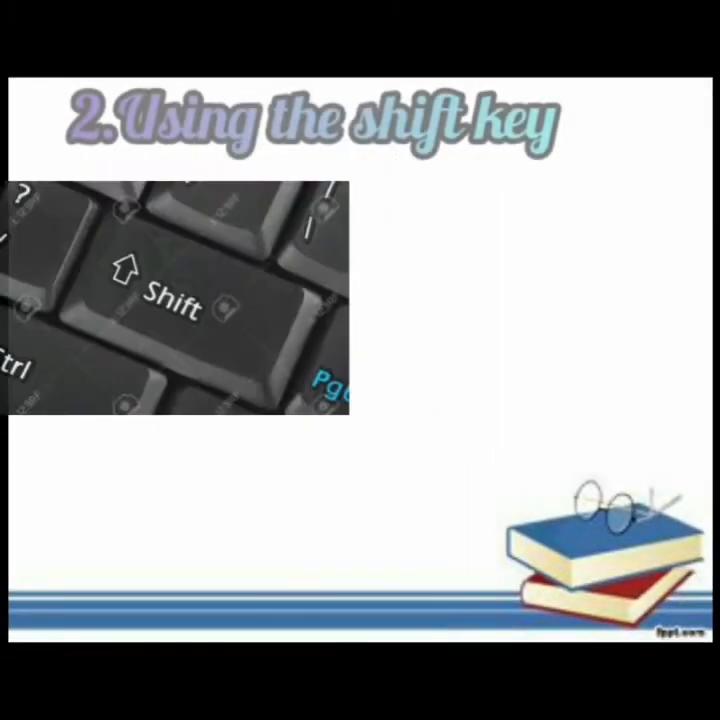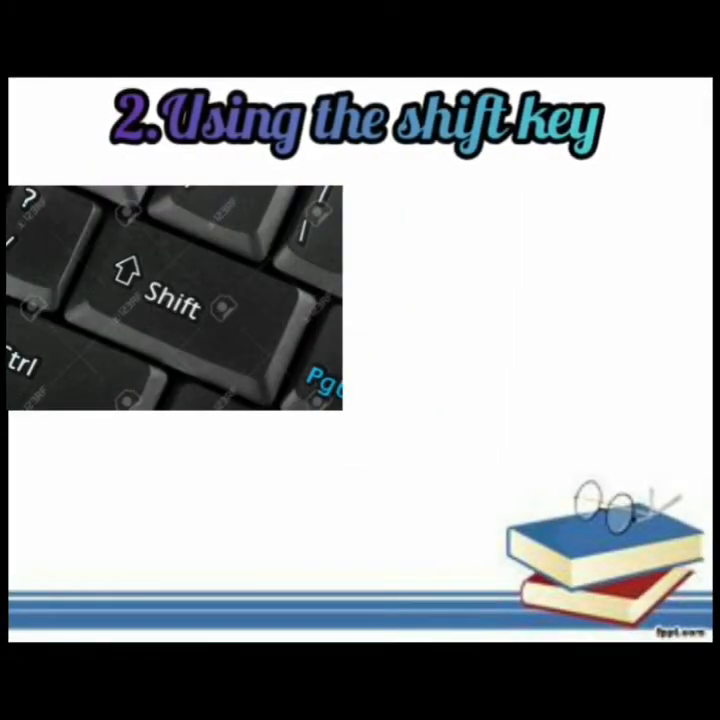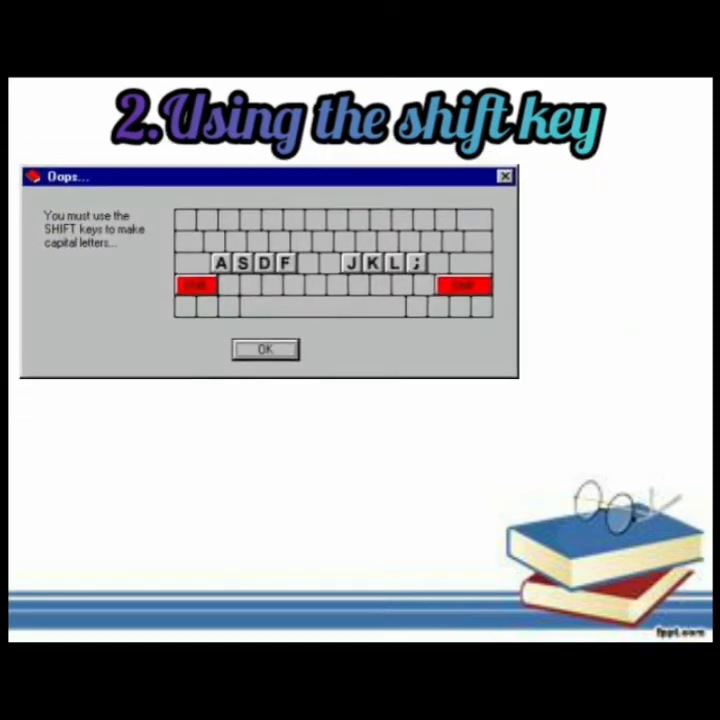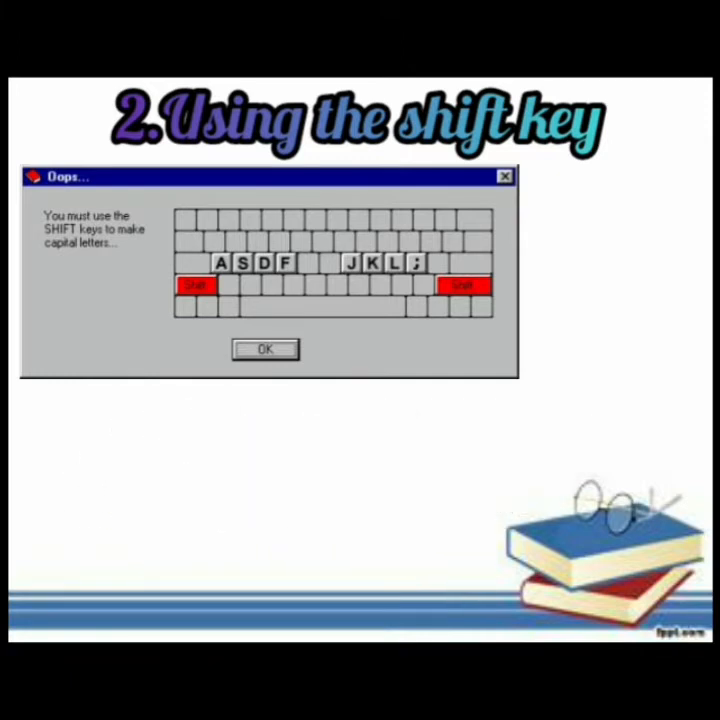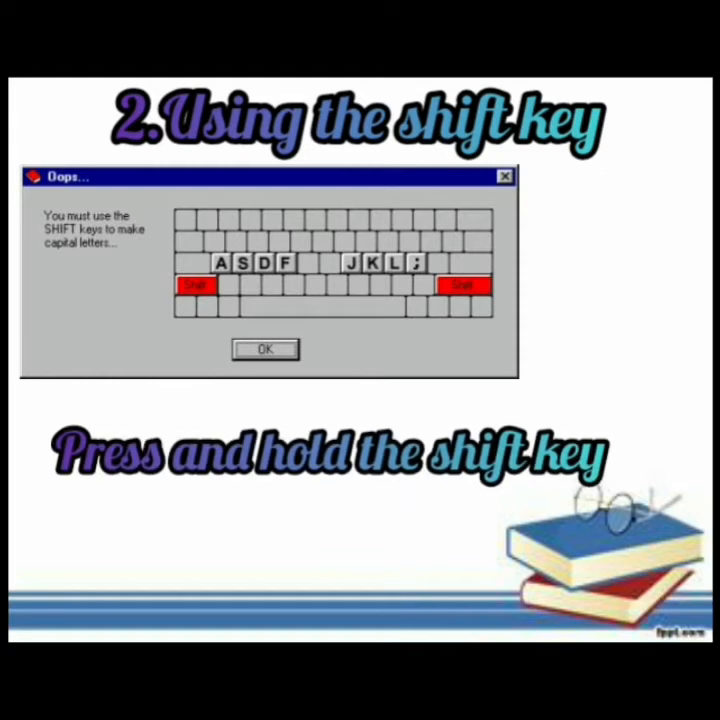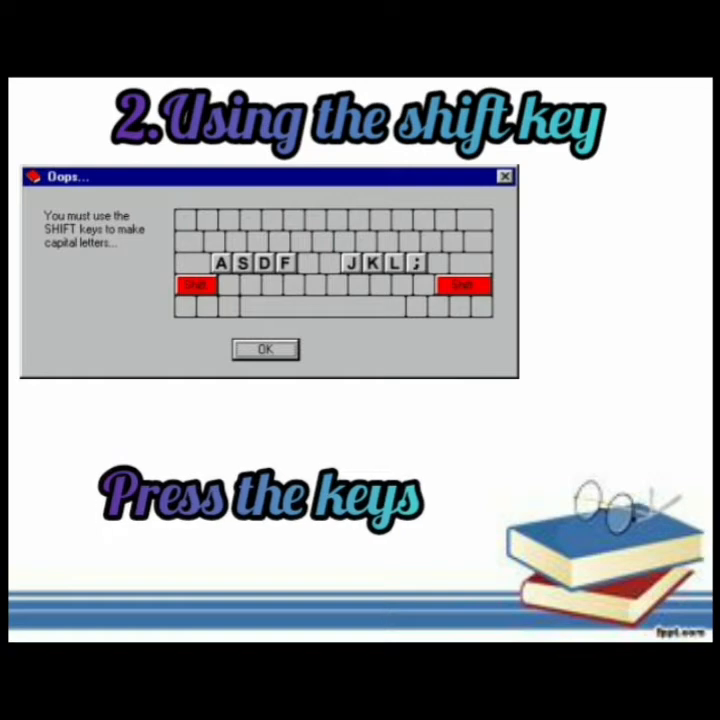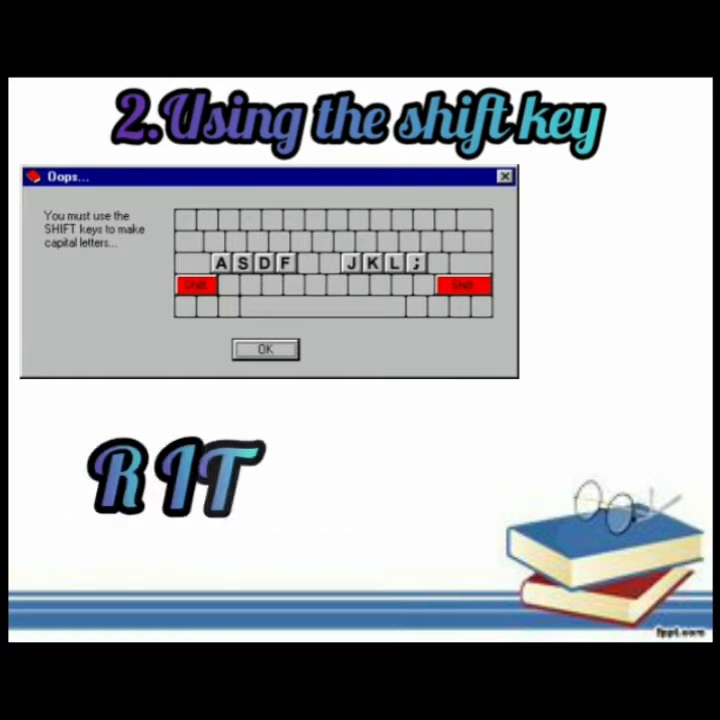Second, using the shift key. Another way to type any alphabet or words in capital is by using the shift key. To type a name in capital, press and hold the shift key and simultaneously press the keys like R, I, T, A. Now Rita will appear on the screen.